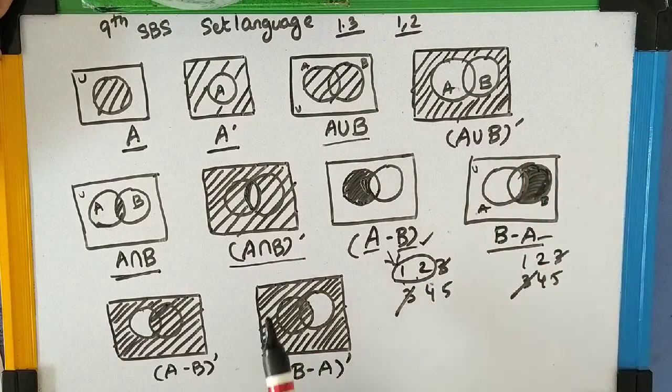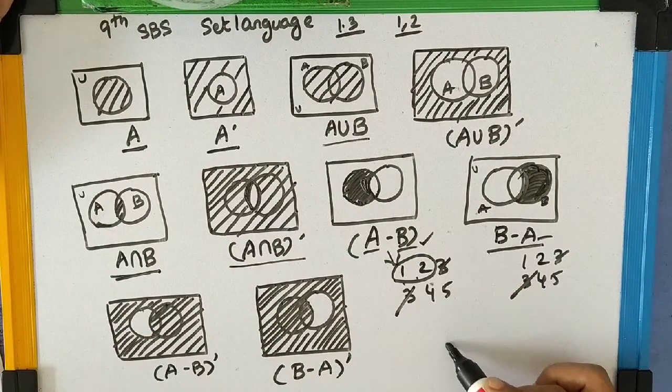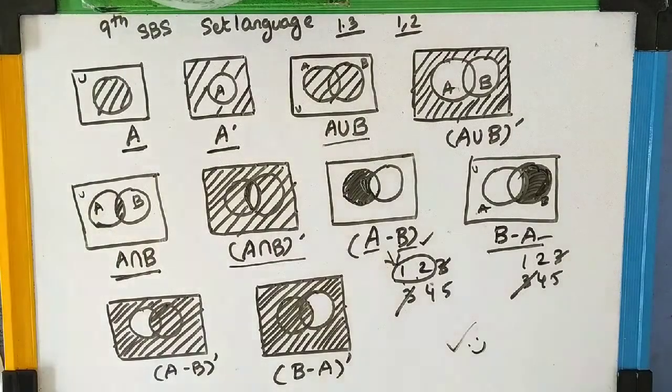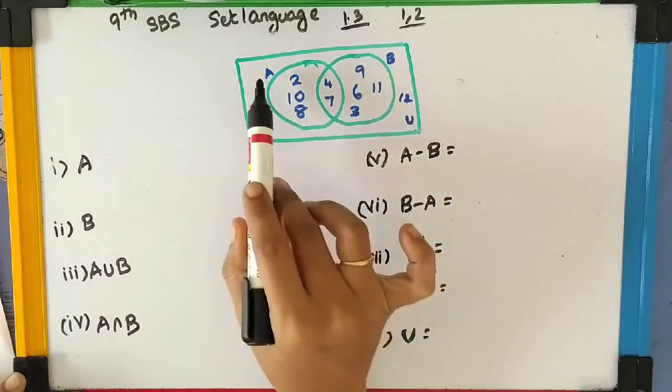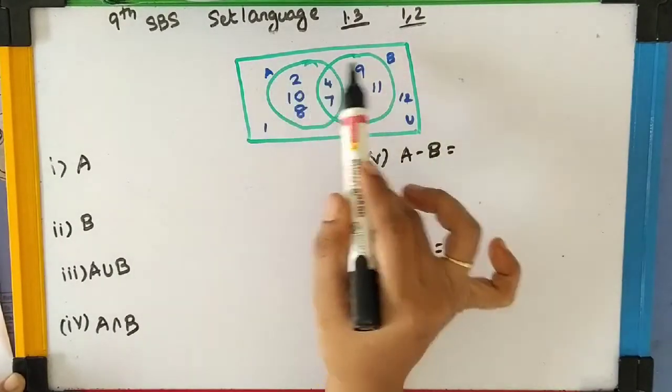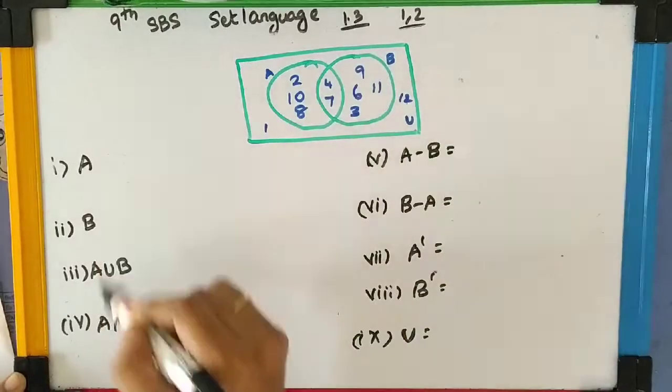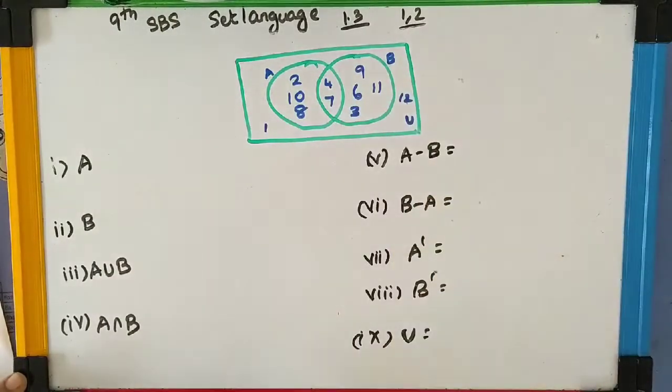Can you understand this clearly? We can see the examples in the exercise and we can understand it more clearly. Let's go into the exercise. Now this is the first question. Here a set is given, A and B inside the universal set. Now we have to find the following sets.